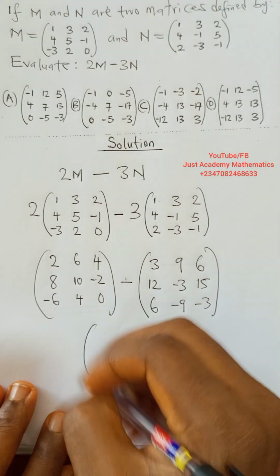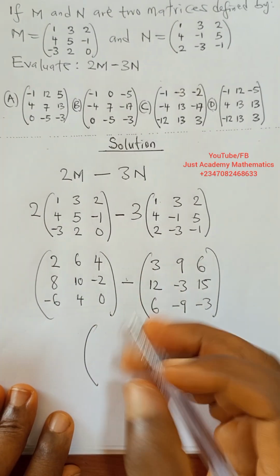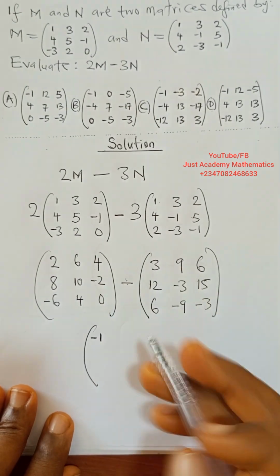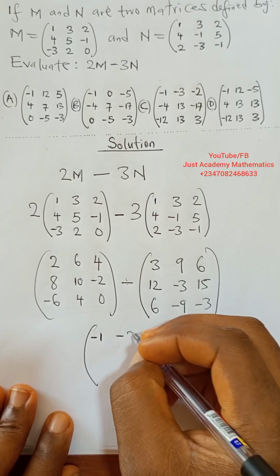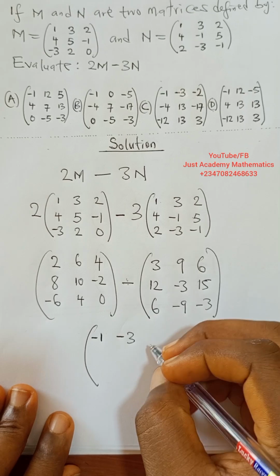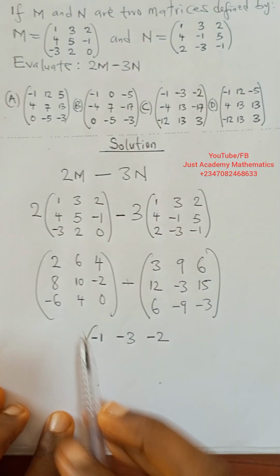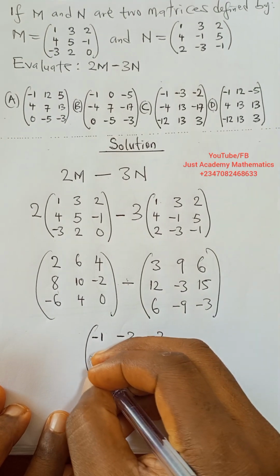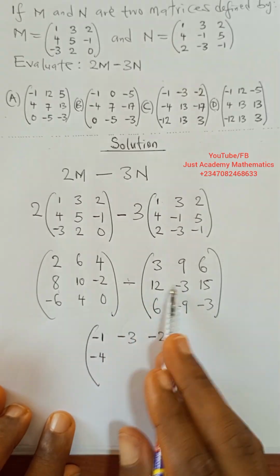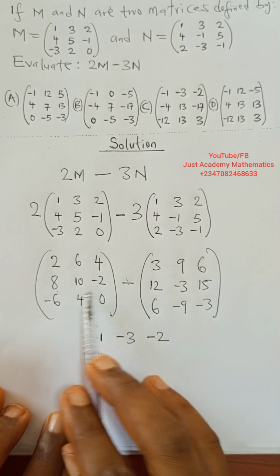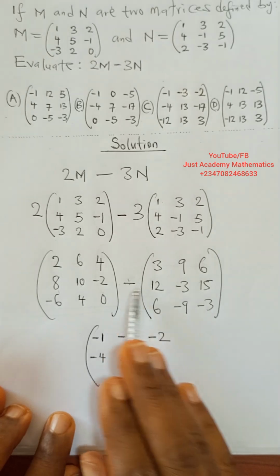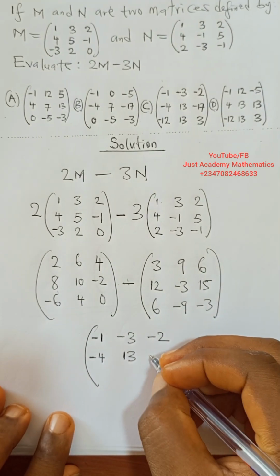So let's go there. 2 minus 3 is minus 1. 6 minus 9 is negative 3. 4 minus 6 is minus 2. 8 minus 12 is minus 4. 10 minus minus 3. Minus times minus is plus. So that is 10 plus 3, which will give us 13. Minus 2 minus 15 will give us what? Minus 17.